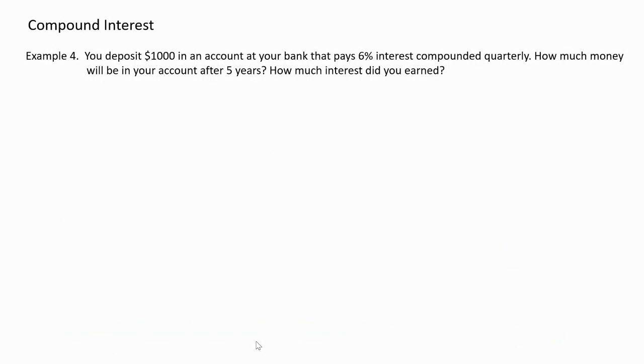For example, say you deposit $1,000 in an account at your bank that pays 6% interest compounded quarterly. How much will be in your account after 5 years? And how much interest did you earn? Okay, so here's how we solve this problem.